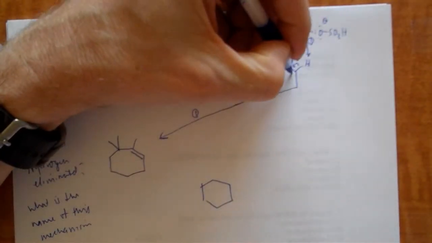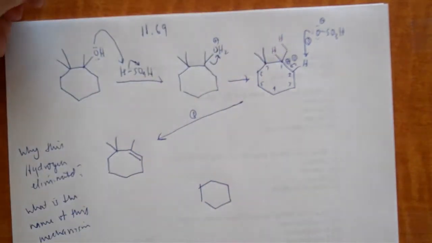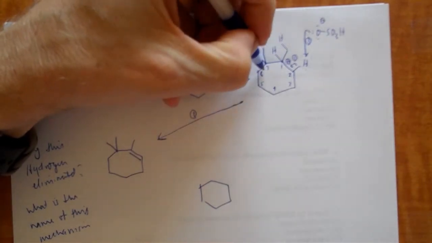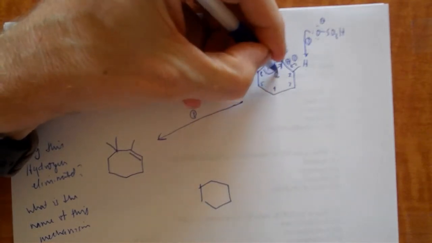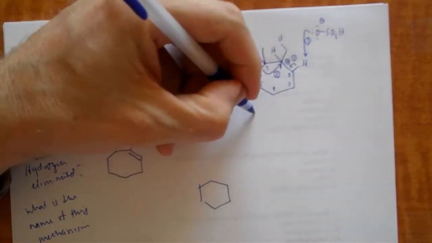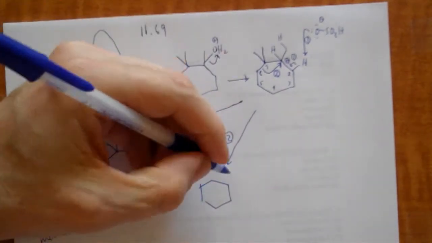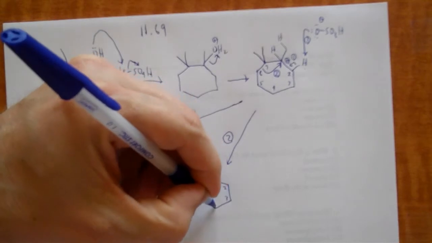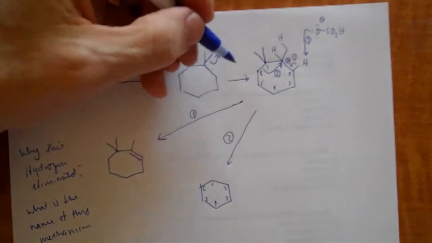I'm not sure. So what I'm going to do is I'm going to go 1, 2, 3, 4, 5, 6, 7, and I'm going to say what could possibly rearrange. Well, it's possible, for example, that carbon 6 could come over here and hit that carbocation. I'm going to say that's option 2. Here's option 2. If that does that, let's say that this is carbon 1, 2, 3, 4, 5, and 6. This is where I miscounted in class.